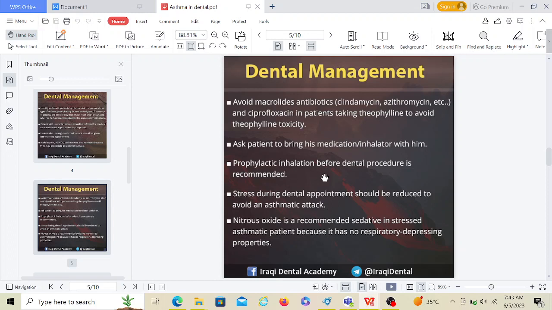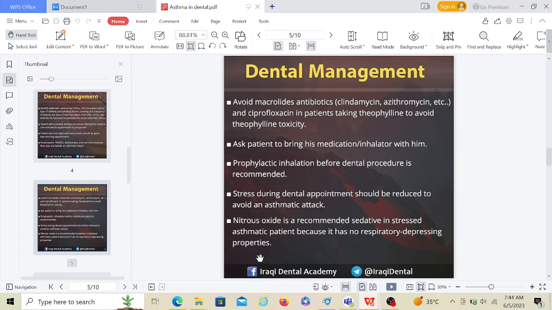Prophylactic inhalation before a dental procedure is recommended, yes. Stress should be reduced: talk to the patient, calm the patient, because stress is a trigger. Now, this last point is important and it can be asked in the exam. Nitrous oxide is a recommended sedative in a stressed asthmatic patient because it has no respiratory depression properties.